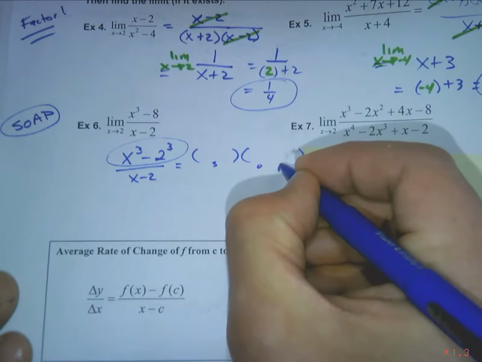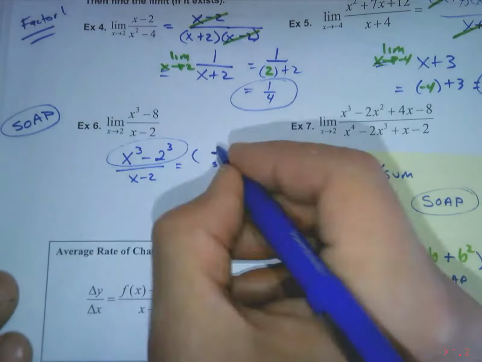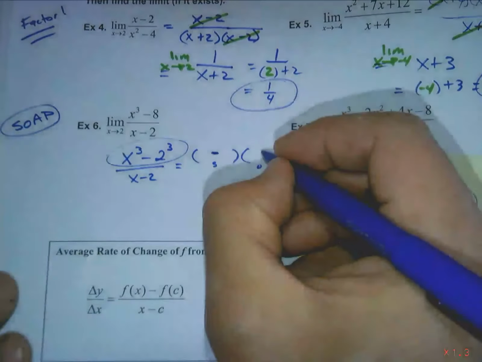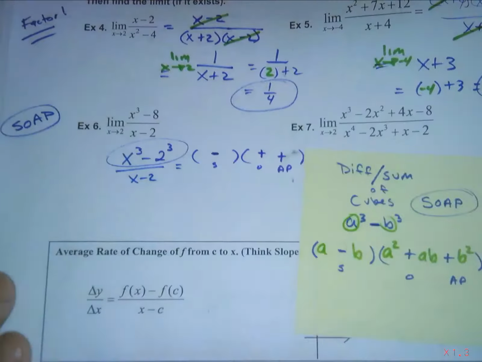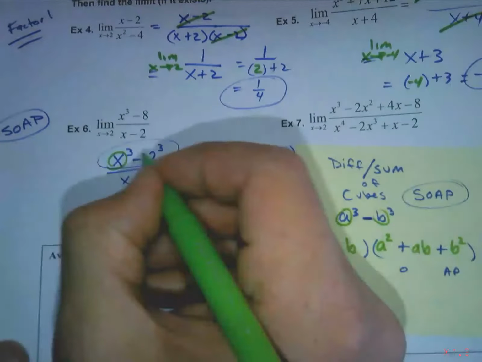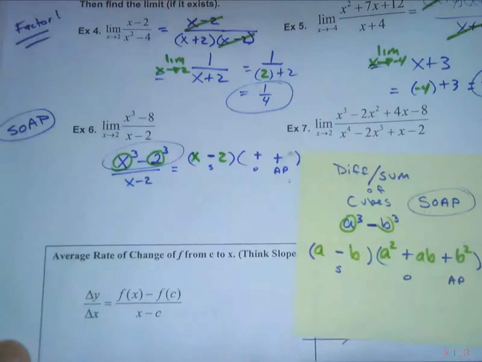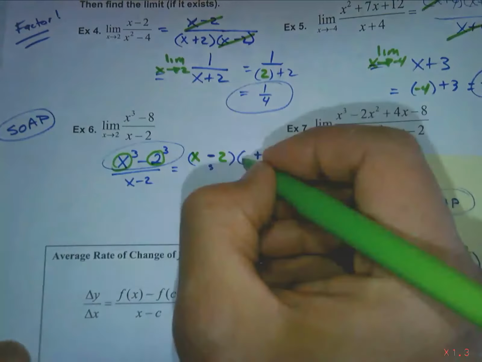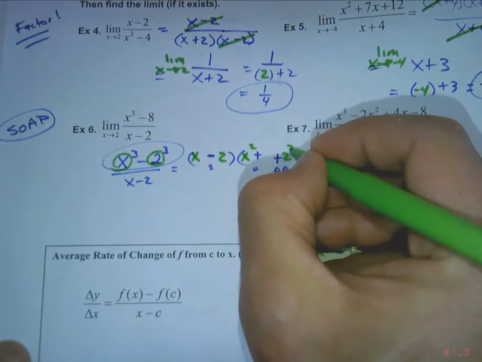Same, opposite, always positive. Same sign. If that's a minus, that's a minus. Opposite of minus is plus. And then the last one is always positive. My bases are both x and 2. So x and 2 go there. And then on the outside of the trinomials are your bases squared. So x squared and 2 squared.